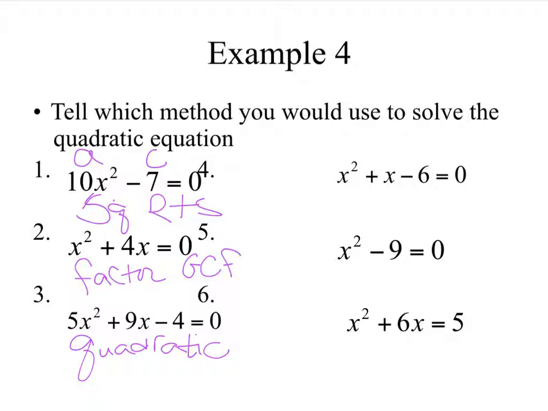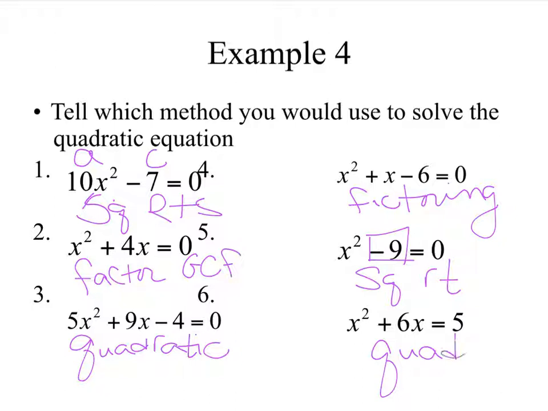For number 4, you could use the quadratic, but it's nice small numbers, so factoring actually works very well. Square roots for number 5, especially since you're working with a perfect square. And the last one I would definitely use the quadratic for again. You could use completing the square because A is 1 and B is even, so it would work very nicely for completing the square. A lot of these methods really and truly are personal preference.